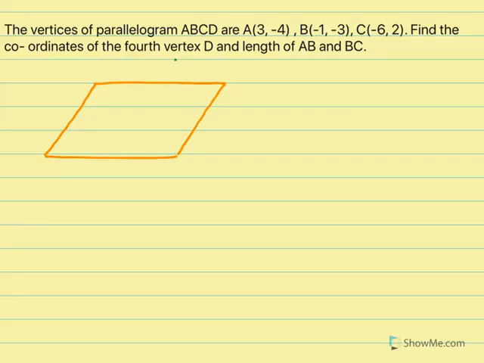The vertices of a parallelogram A, B, C and D are given. So let's write down. A is (3, minus 4). You have B (minus 1, minus 3). You have C (minus 6, 2). Now the fourth vertex is not given. So we'll put the fourth vertex as (a, b). We don't know what it is. Find the coordinates of the fourth vertex and the length of AB and BC.